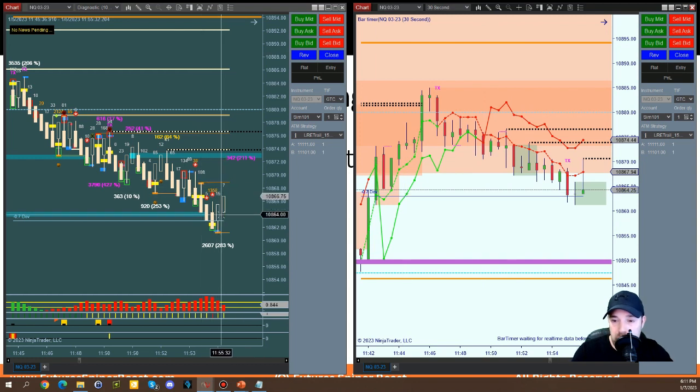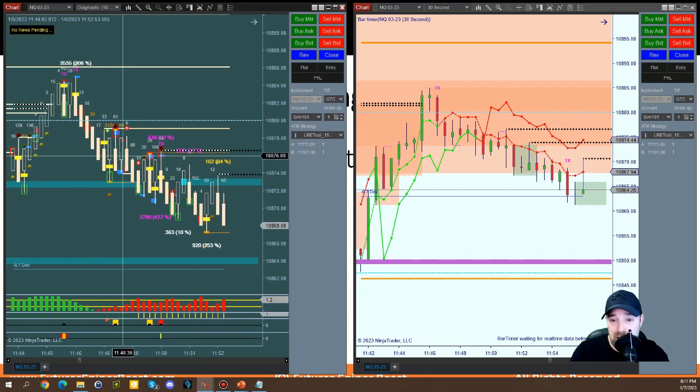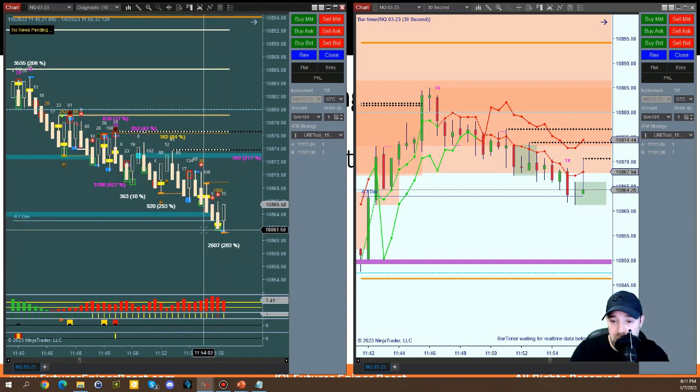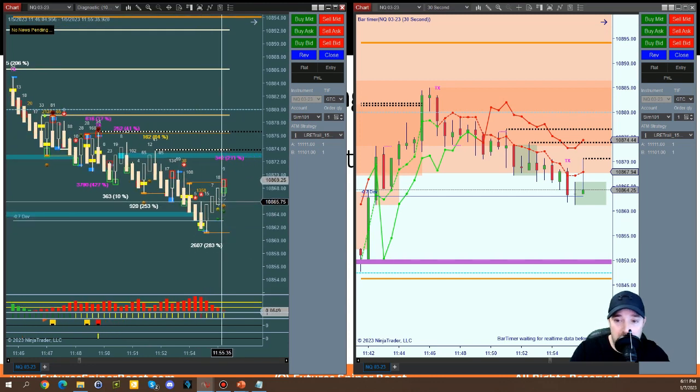Okay, price is pulling back. It's messy, right? It's pretty messy. So that may be a reason why I might not take this, but look how messy it is. It's coming, but it's still coming down. It's messy. But then we get a few clean bars.